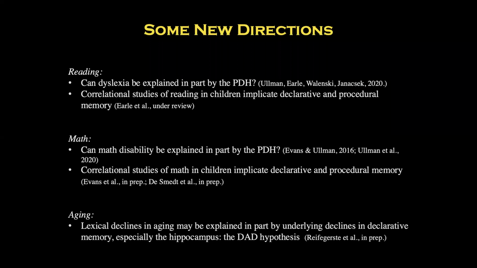And finally, a new area that I think some of you are interested in is aging. One of the major problems we all have as we get older is word finding and word learning. Previously people have suggested mainly that executive function decreases or processing speed are responsible for that. Based on this framework, we proposed that hippocampal declines, declarative memory declines, are responsible.